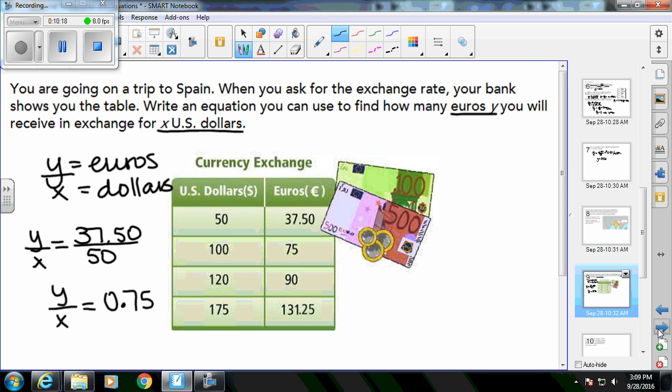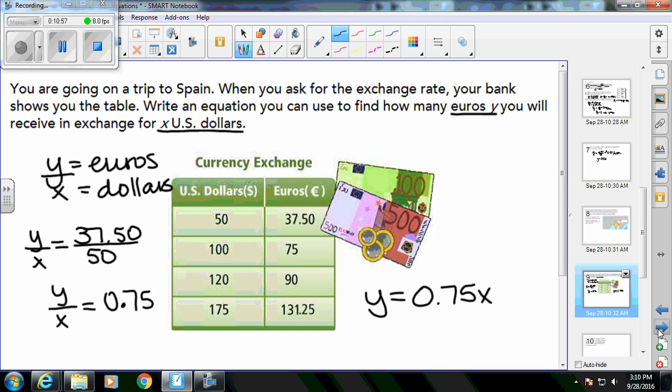Okay. The exchange rate is the same for all of them. I did divide them all up. 75 divided by 100 is 0.75. 90 divided by 120, same thing. And 131.25 over 175. So when I go to write my equation now, y equals 0.75x. X is my number of dollars. So if I went to the bank and I had $10 and I put it in, the bank is going to give me 10 times 0.75, or 7.5 euros.